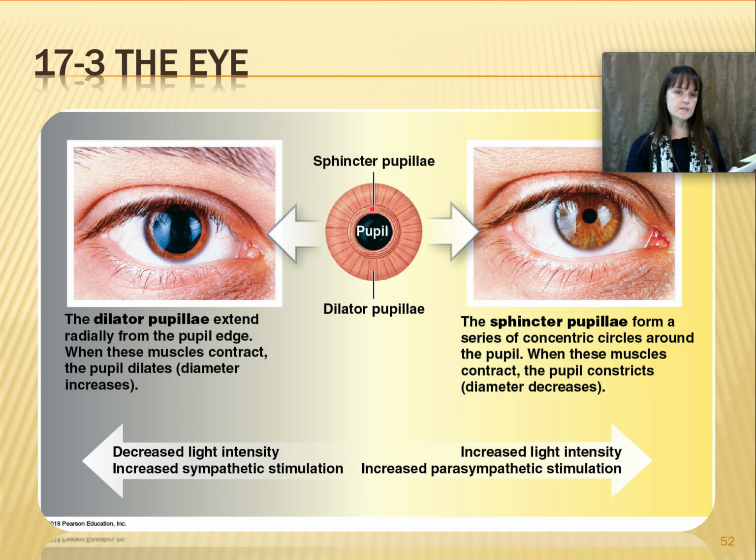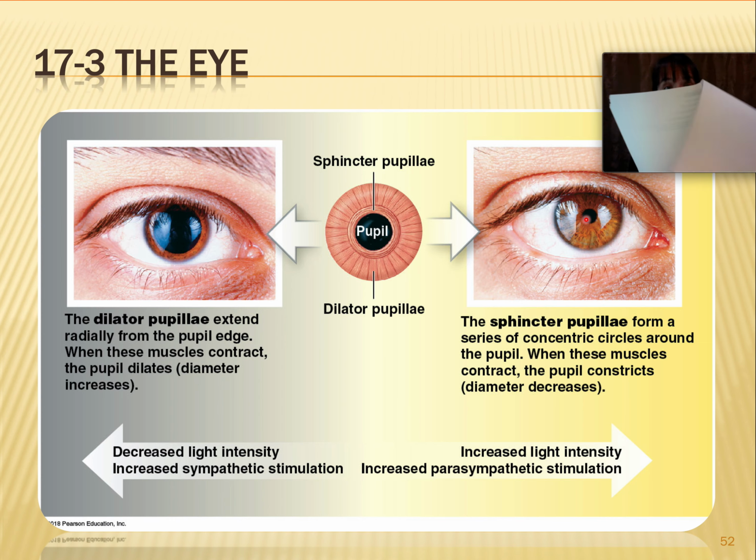When the constricting sphincter pupillae muscles contract, and a sphincter muscle is a circular muscle, so when it contracts, it gets smaller in diameter. So the pupil gets smaller, and that allows less light in. It's useful in bright light conditions, and it's called constriction. And that's page 11. Flip.